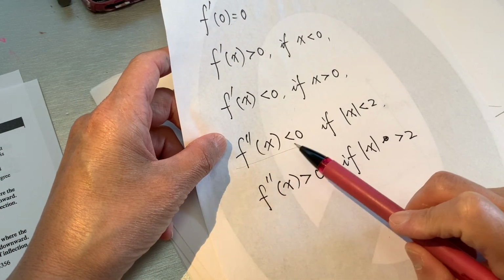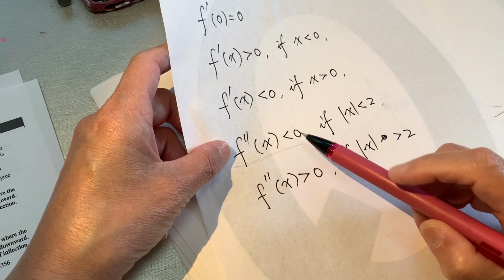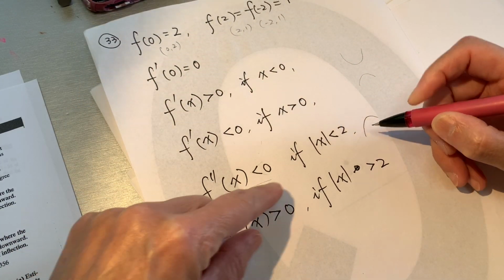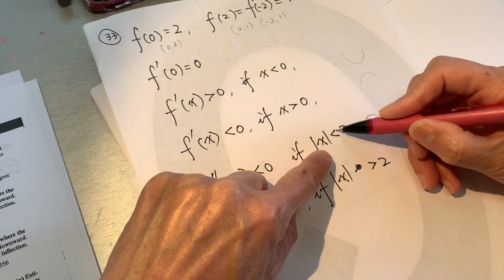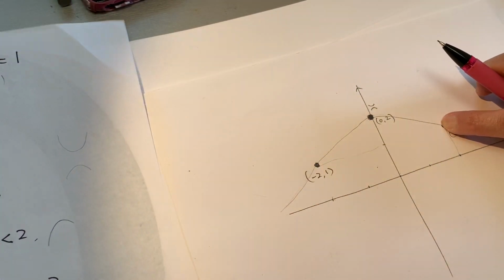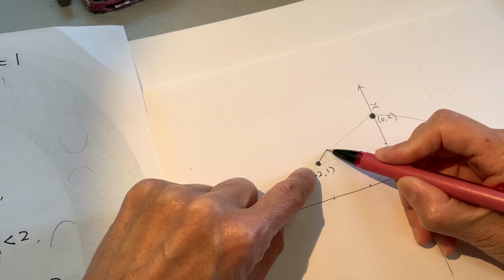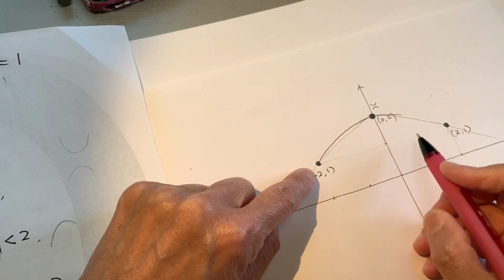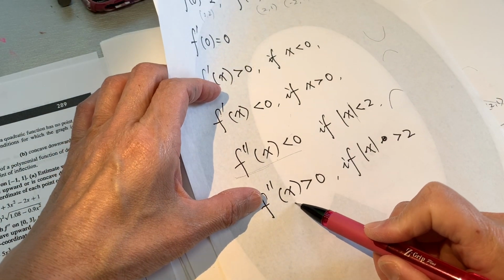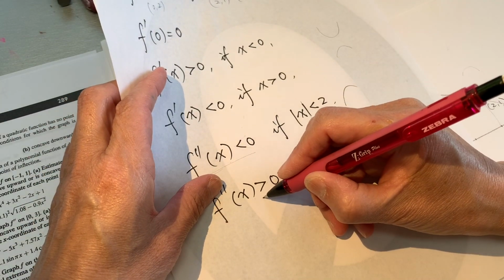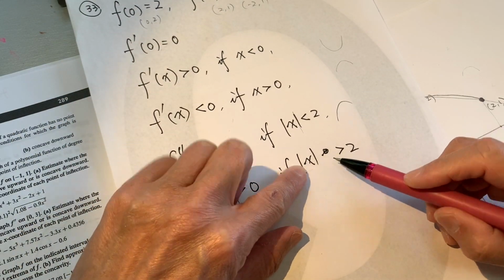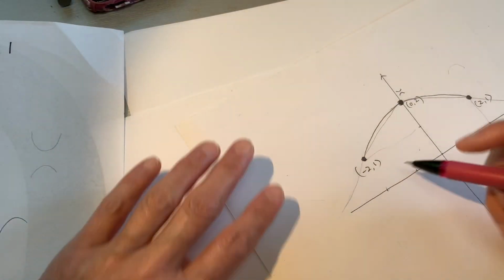Now we have the second derivative. The second derivative of x is smaller than zero, concave up or concave down. It means concave down, right? If the absolute value of x is smaller than 2, within this range, and it's going down, so concave down. Okay, that is this range. And f double prime of x is bigger than zero, which means concave up, right? Concave up if the absolute value of x is bigger than 2. So it's outside the range, so it's concave up.